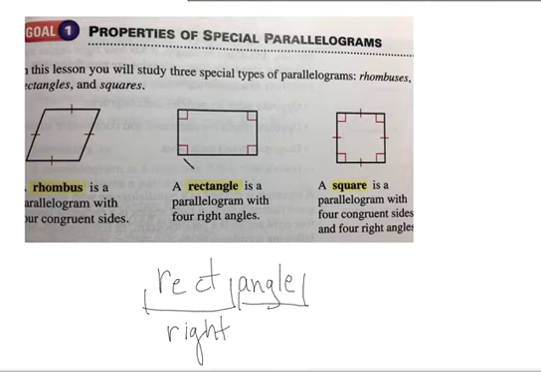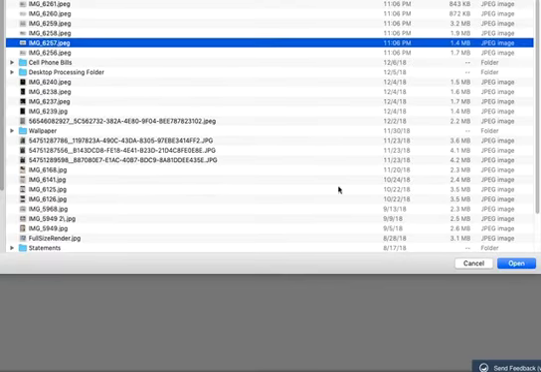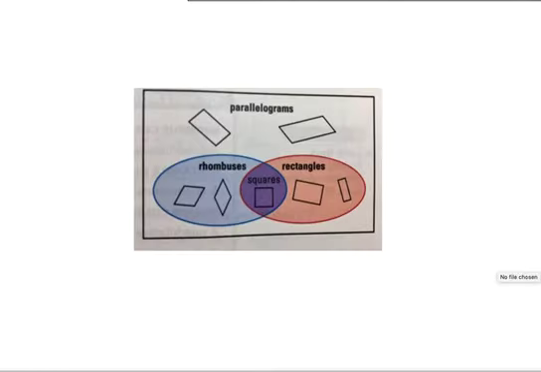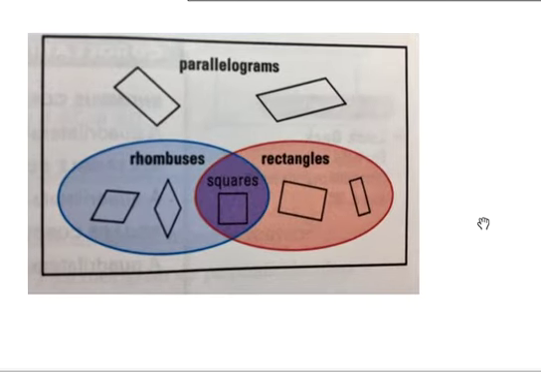All right, now the next thing I want to show you, let me clear this board. I am going to bring in another picture, which I think is pretty interesting, that shows a sort of Venn diagram of the relationship of parallelograms. Hopefully you can see this. Let me move it here and stretch it out just a little bit. Okay, so notice this is a Venn diagram.